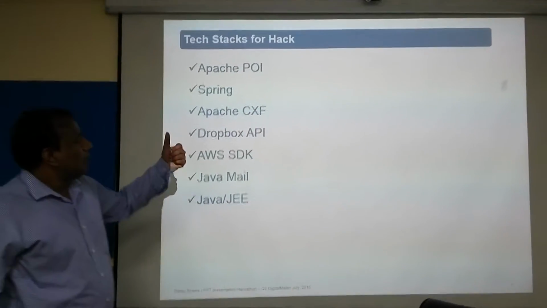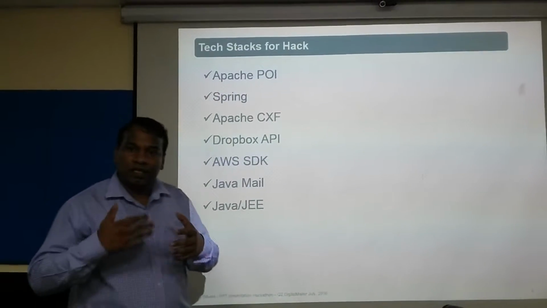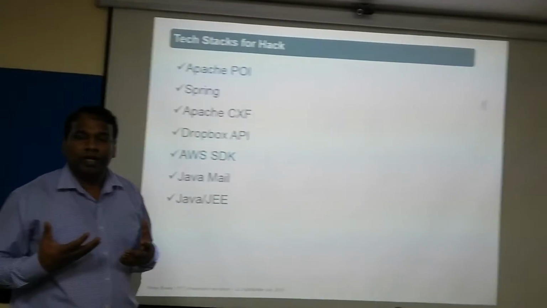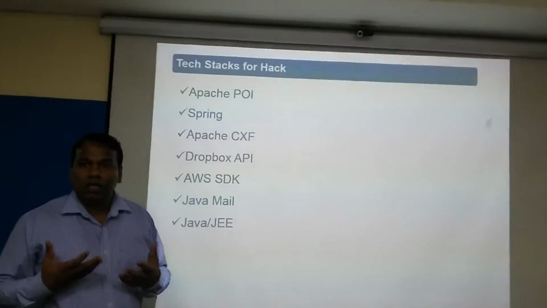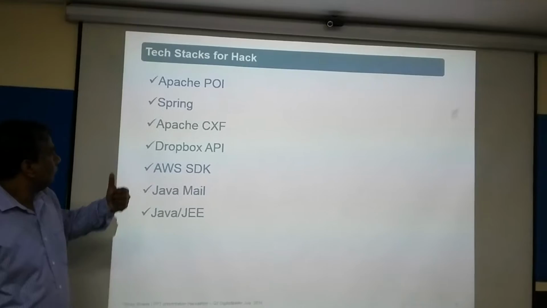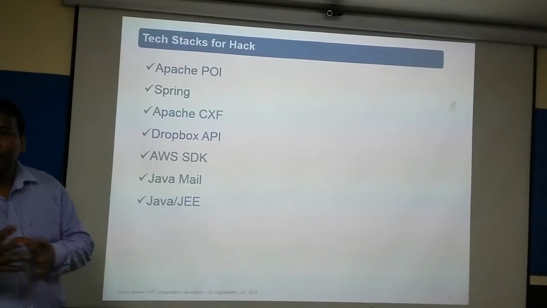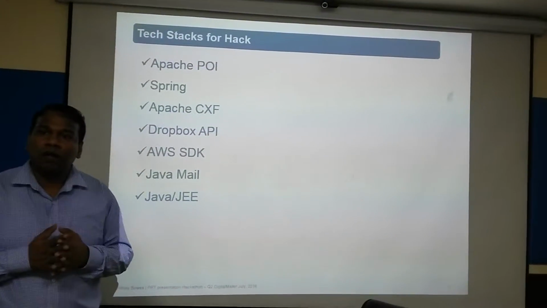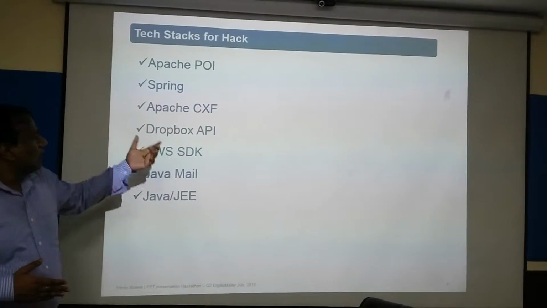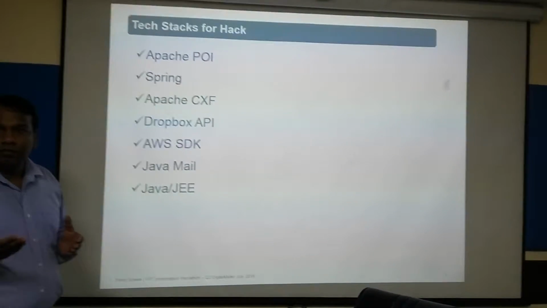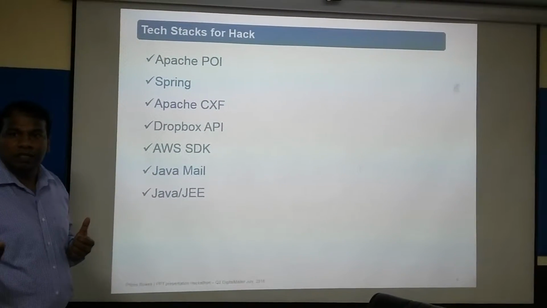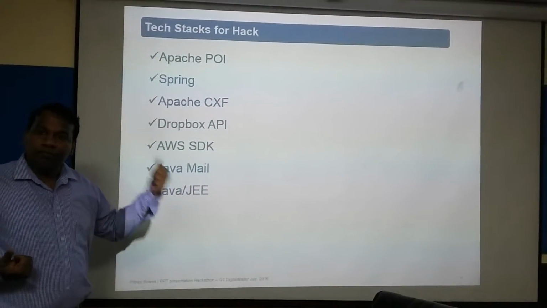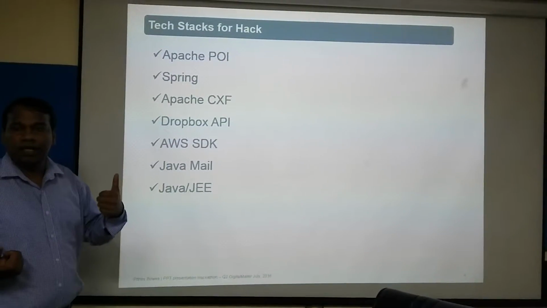What tech stack have we used? Apache POI for reading the Excel file, basically getting the data from the Excel file uploaded for the bulk, batch email or SMS. Then Spring for the core business, basically core context and dependency injections, then integrating with the ORM. Apache CXF for REST API building. CXF is basically a web service and REST service framework. Dropbox API to connect with Dropbox, uploading files and also getting the attachment link.